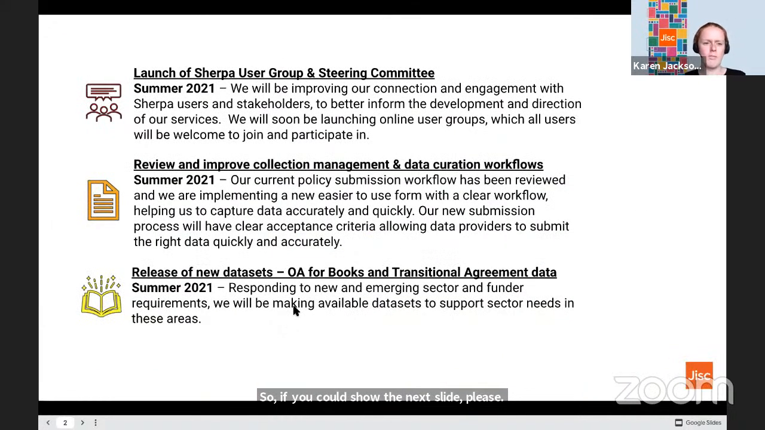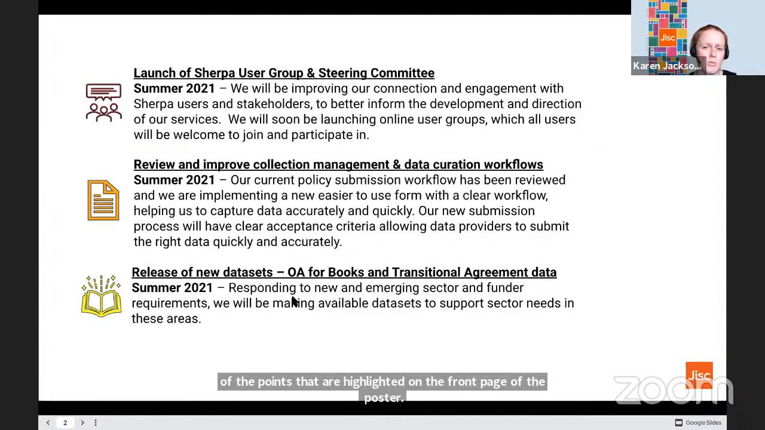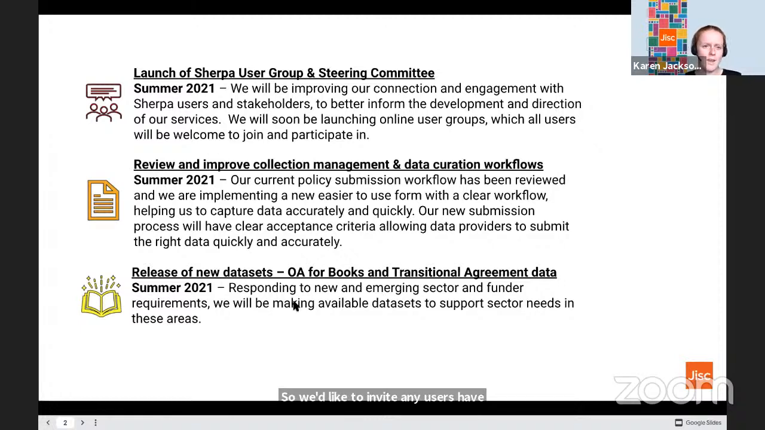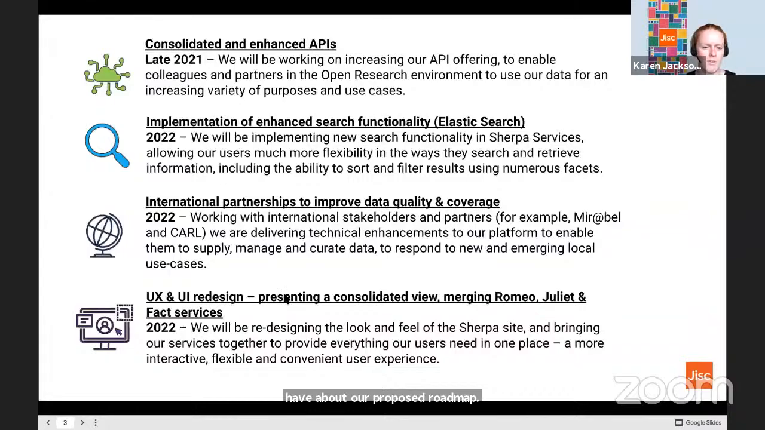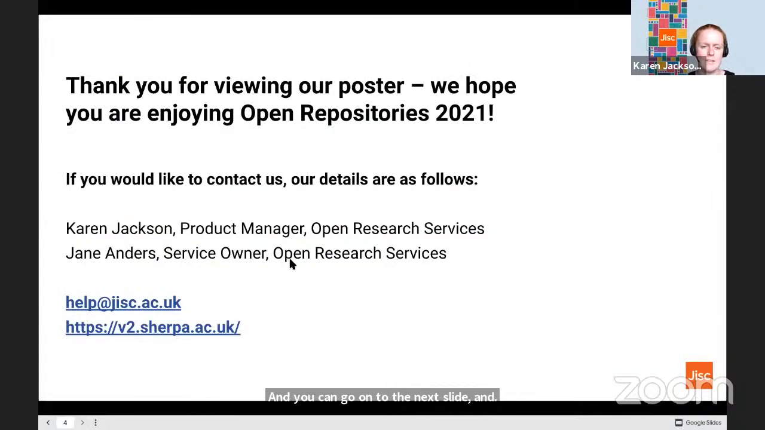I won't go through all of this text, but this slide and the next one as well provide some further detail on all of the points that are highlighted on the front page of the poster. So we'd like to invite any users of Sherpa Romeo to visit the poster and have a look at this in more detail, and to please feedback any comments or questions that you have about our proposed roadmap. And if you can go on to the next slide, and then the very final one shows our contact details.